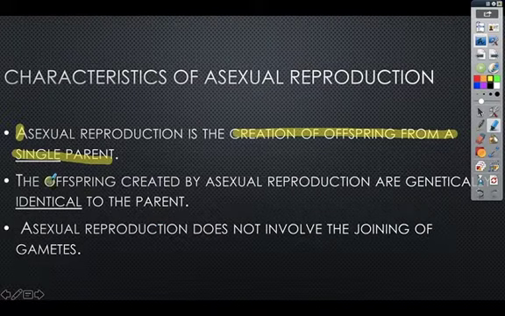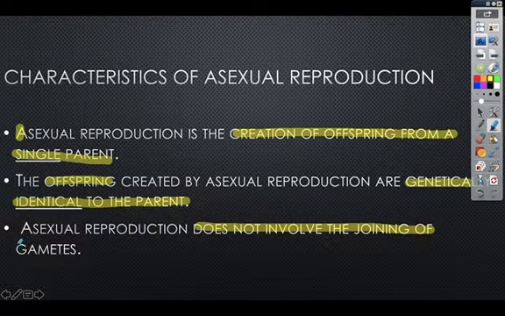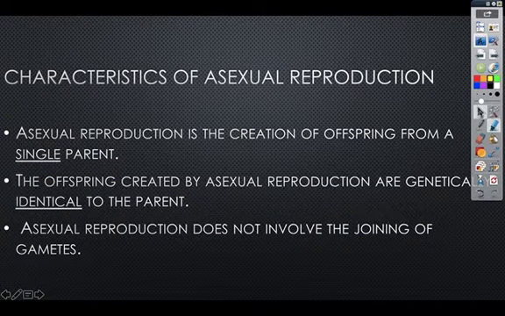The offspring that are created are going to be genetically identical to the parents because basically you have one parent cell and it's either splitting into two or part of it is breaking off, but there's no changes in the DNA. So it does not involve the joining of gametes. So you don't have a sperm and an egg that are coming together or pollen and egg that are coming together. It's just one cell involved. All right, so that's just an overview of asexual reproduction.